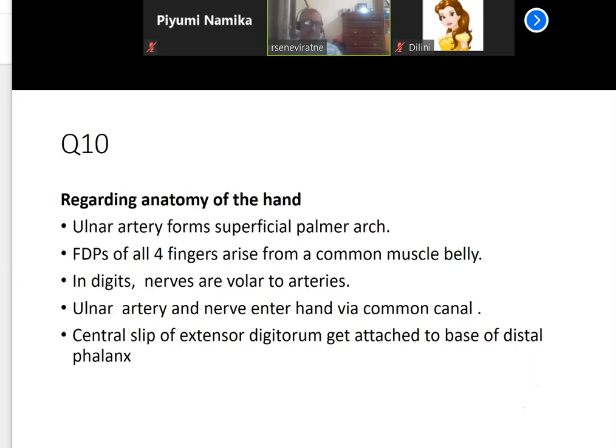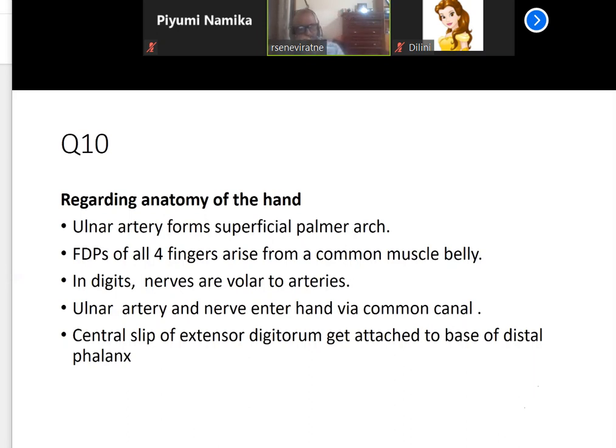In digits, nerves are volar to arteries. Nerves are volar. Nerves are in a more volar direction, arteries are there. Anybody? False. True. Nerves are volar to arteries. So when you cut from the volar surface, nerves get damaged before arteries.